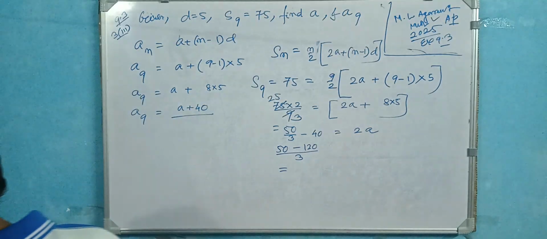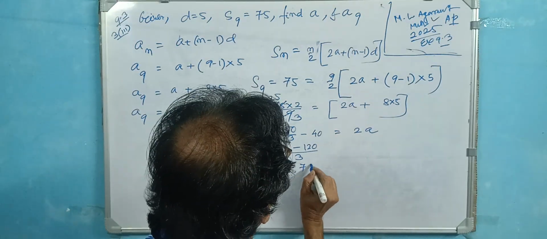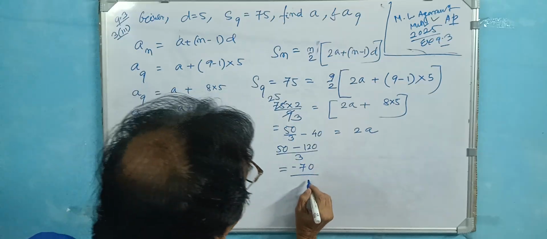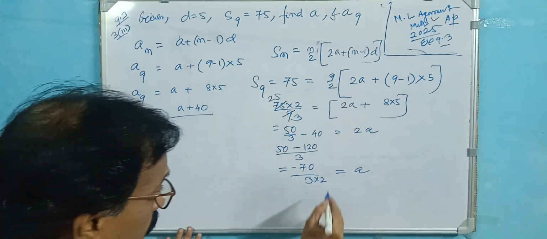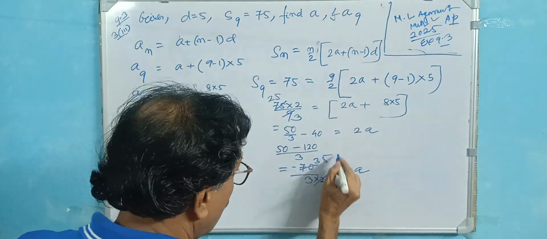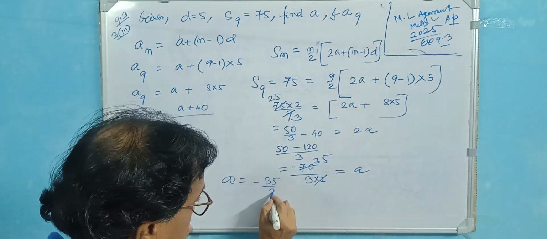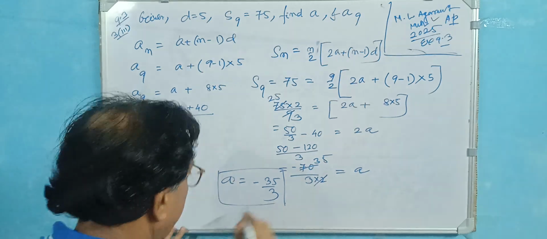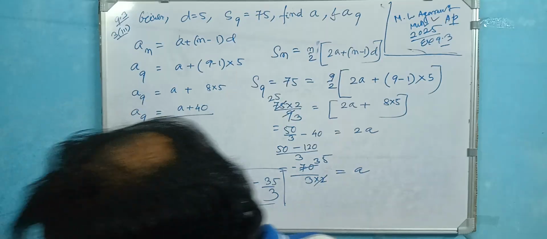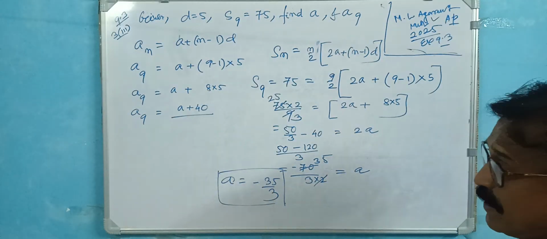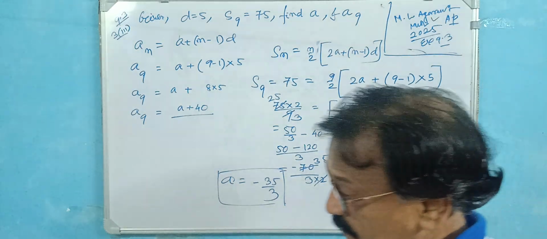So this is 70 by 3, but minus, this is greater. And this is 2, that is the value of a. 2 is cut, so this is 35. What is the value of a? a is minus 35 by 3. That is the value of a. The value of a is minus 35 by 3.